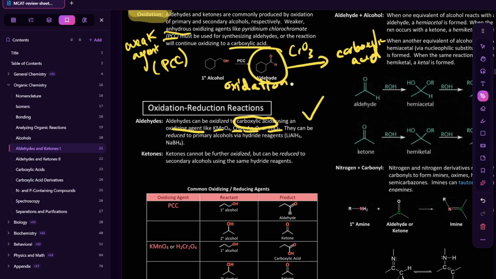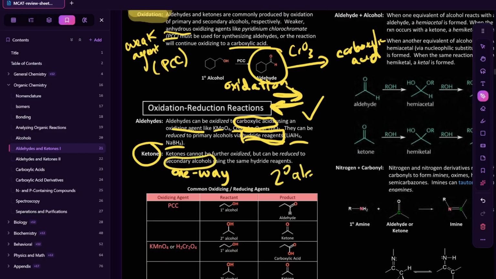Or they could be reduced back down to a primary alcohol using a hydride reagent. And these are examples of hydride reagents. And then ketones are one way in oxidation, only one way. So aldehydes can go forward, they can also go backward. Remember, we can have stronger oxidizing agents, or we can have the hydride. And ketones are only one way. There's no hydrogen left on that carbonyl carbon for an oxidizer to grab. So a ketone simply cannot be oxidized any further, but it still can be reduced using the same hydride reagents down to a secondary alcohol.